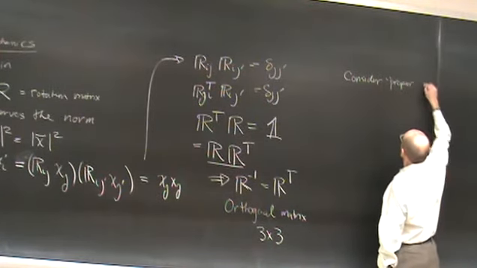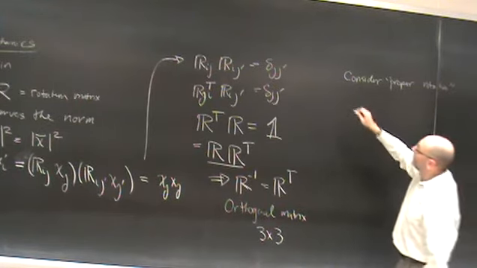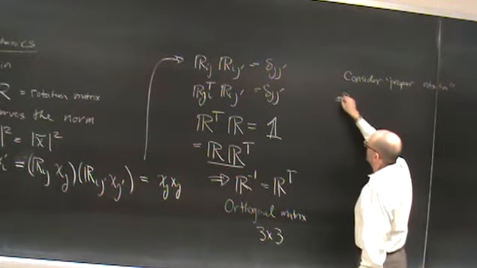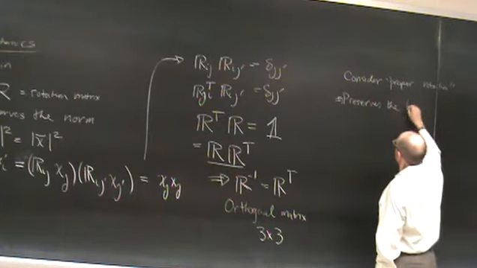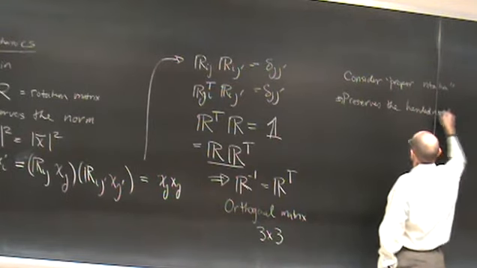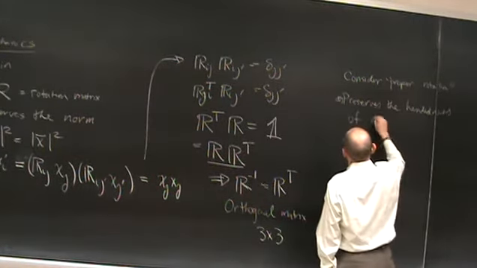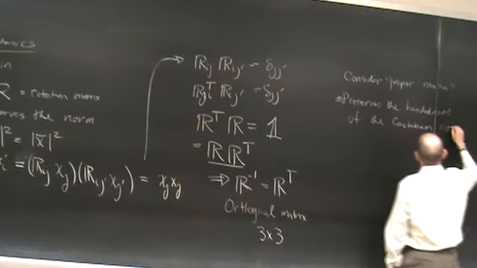And what I mean by that is a rotation that preserves the handedness of the Cartesian coordinates.